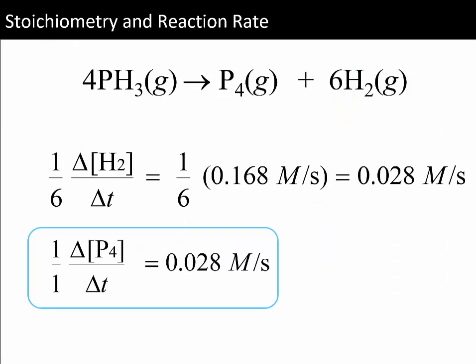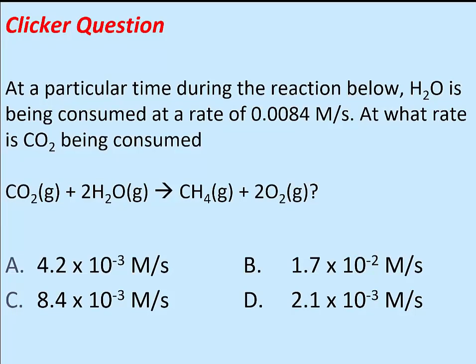So we're going to do 1/6, our change in hydrogen gas concentration is going to be giving us the rate relative to P4 formation. So we're going to do 1/6 of the 0.168. It's going to give us 0.028 molar per second. That is our rate of change for the appearance of the P4. All right, let's look at another one.